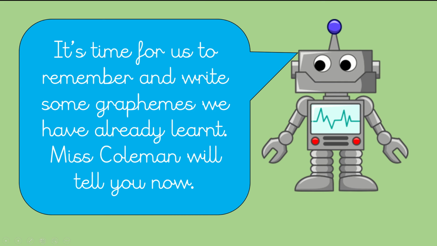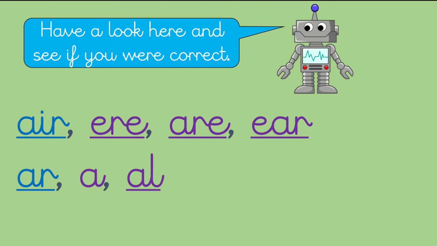Challenge 1. It's time for us to remember and write some graphemes we have already learnt. Miss Coleman will tell you now. Okay, everybody, I want you to write the graphemes for the sound air. Pause the video now and do that. Okay, you should have done that now, and I want you to now write all the graphemes for the sound R. Well done, you should have had a go at doing that now. Let's see if you were correct.